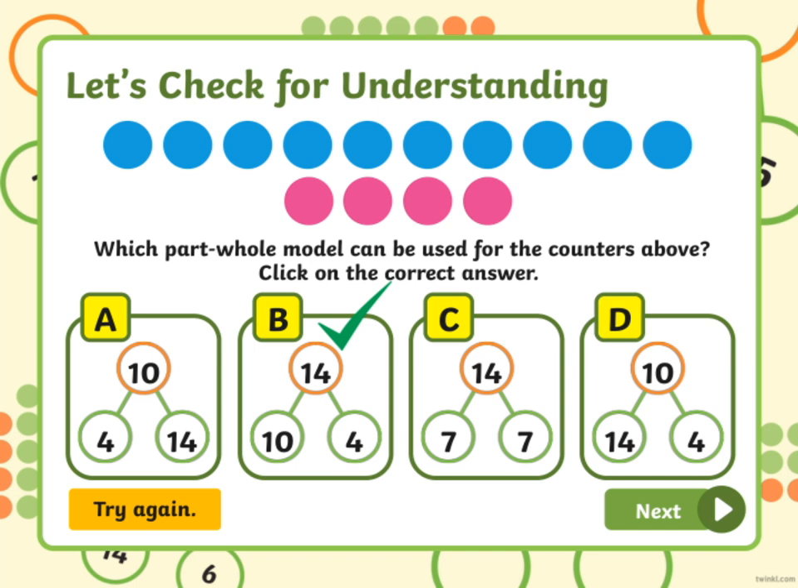For example, if the counters are parts of a larger set, which model would best illustrate that? This question helps us reinforce our understanding of how to use models to visualize numbers and their relationships. It's a good way to check if we grasp how parts combine to form a whole, which is fundamental in understanding number composition and decomposition. So, take a moment to consider the options carefully and choose the model that clearly demonstrates the part-whole relationship for these counters.